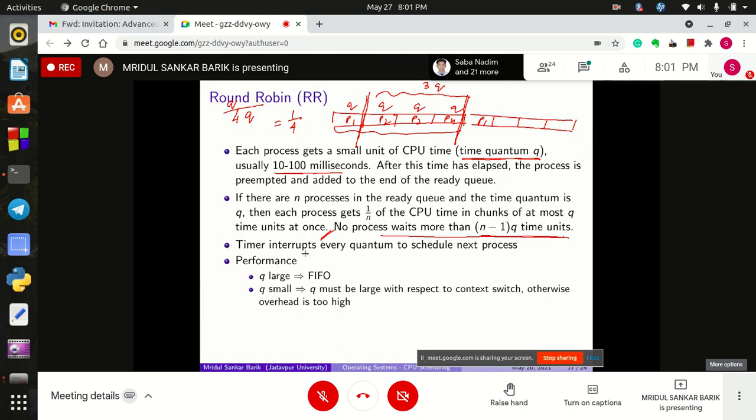And there is some timer hardware which actually measures the quantum time to schedule the next process. So a timer device is configured to generate a timer interrupt every q time units. Whenever a process starts executing, the timer also starts. After q time units elapse, a hardware interrupt would be generated, and the currently running process would be preempted, and the next process would be given the CPU.